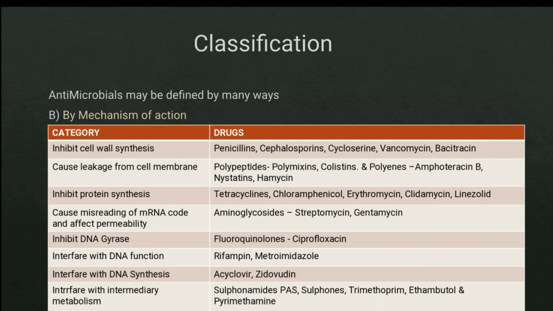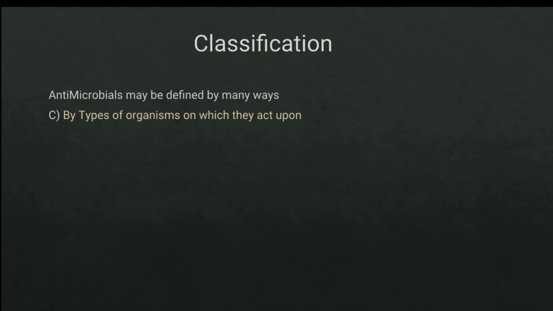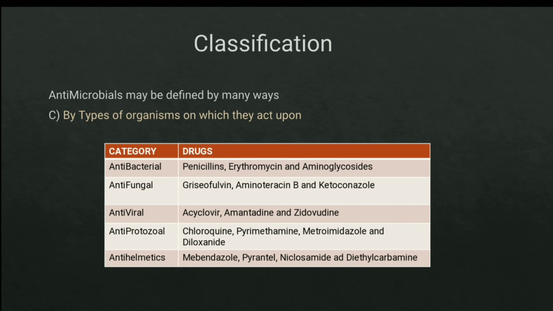Okay, so we move to the third classification, which is the types of organisms on which they act. So this is basically the infecting organisms, like bacteria or fungi. If it is bacteria which create infection, then it comes under the category of antibacterial. And for that we have drugs like penicillin, streptomycin, aminoglycosides.